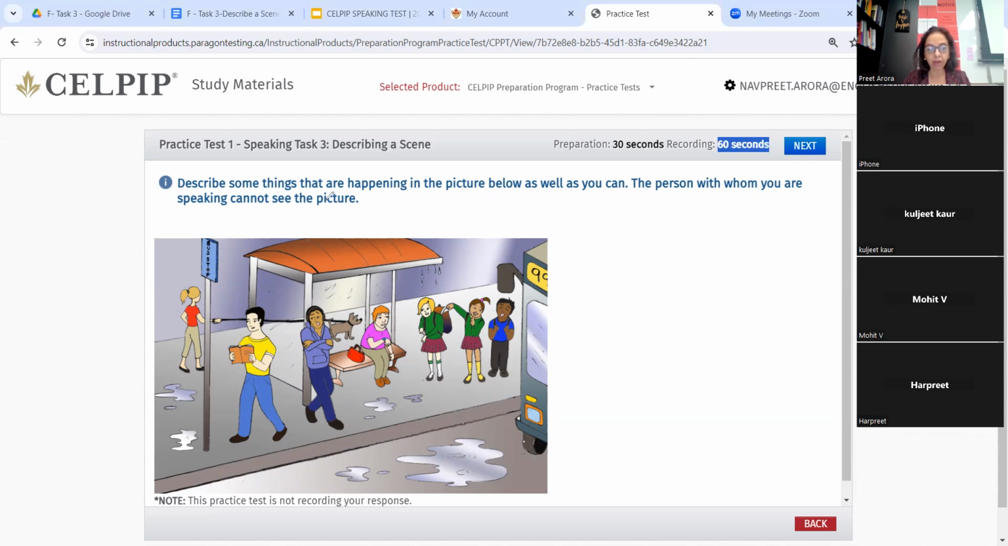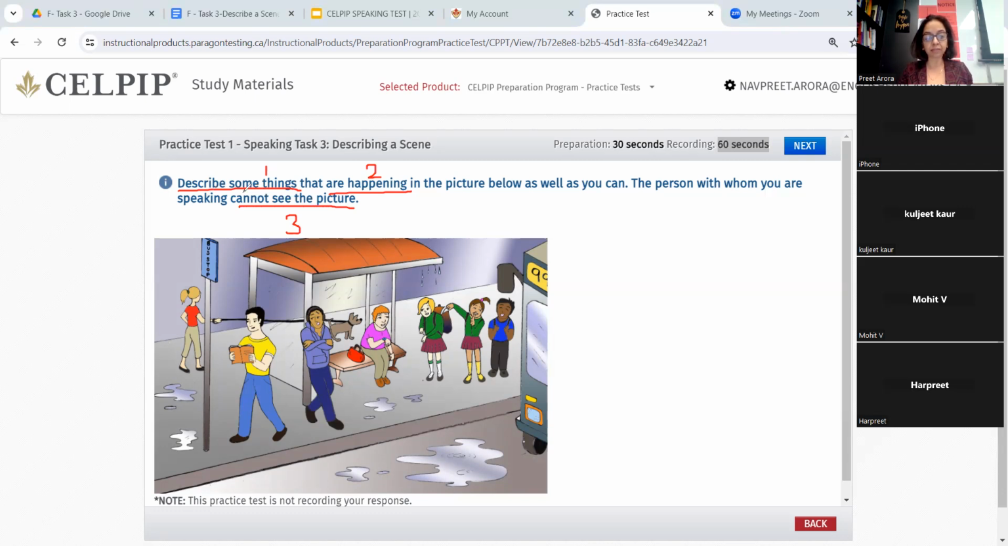Now, as we read the statement, it says describe some things. That is element number 1. Second is that are happening in the picture. That is the second element, what is happening in the picture. Below as well, as you can see. Now, the third element is the person with whom you are speaking cannot see the picture. So we will consider these 3 elements to understand the requirement of a question in this task.